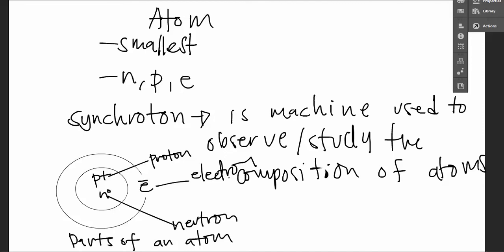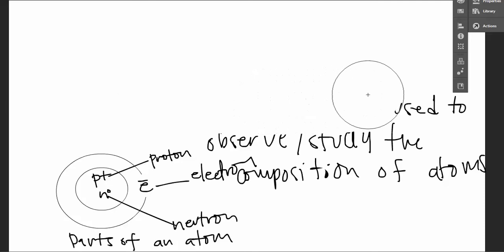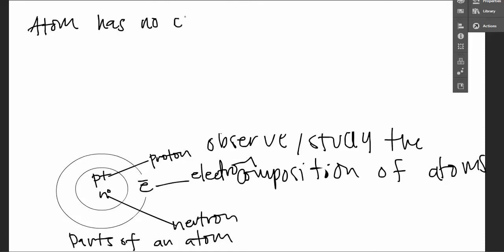Okay, so the whole atom has no charge. Let me just erase this first. So the whole atom has no charge because there are as many protons as there are electrons, so they have the same numbers. So the charges balance each other out.